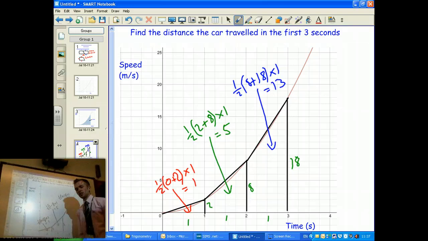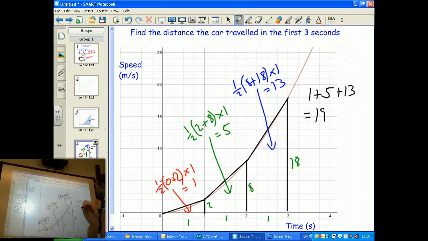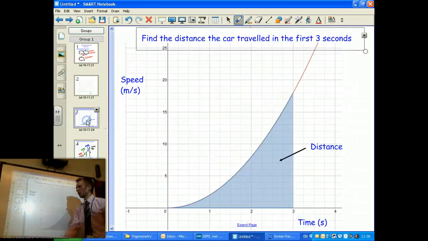And then to find the total area, all we have to do is add all those up together. So we end up with 1 plus 5 plus 13, which is 19 meters. And so your answer is going to be 19 meters travelled. The area under that curve is pretty much 19 meters. And that's how we find the area under the curve.